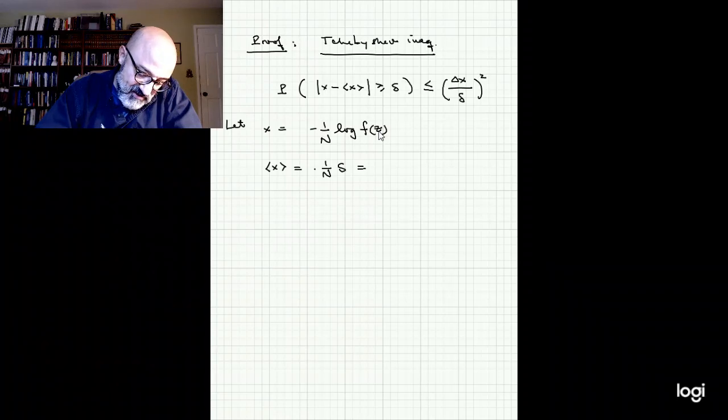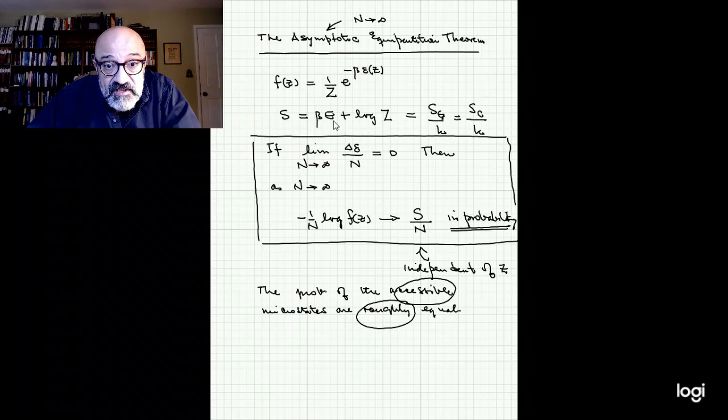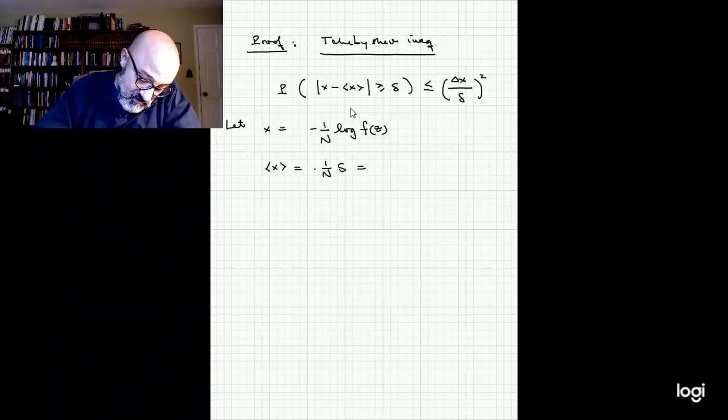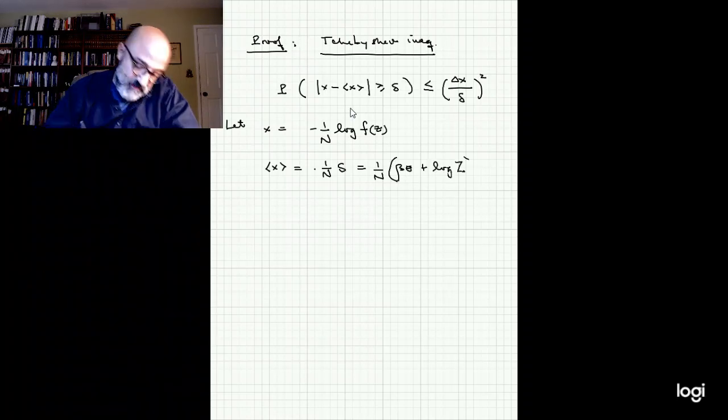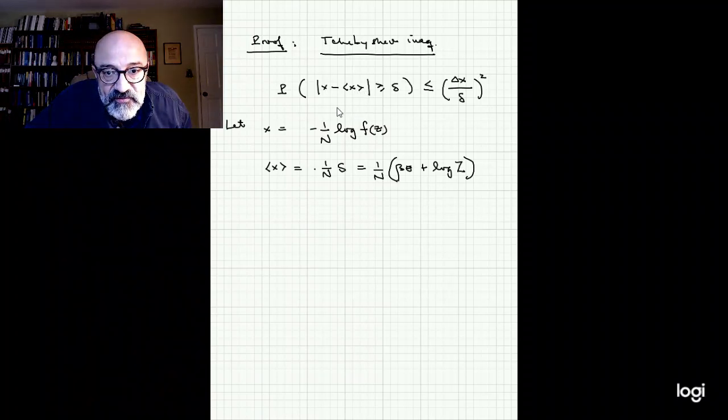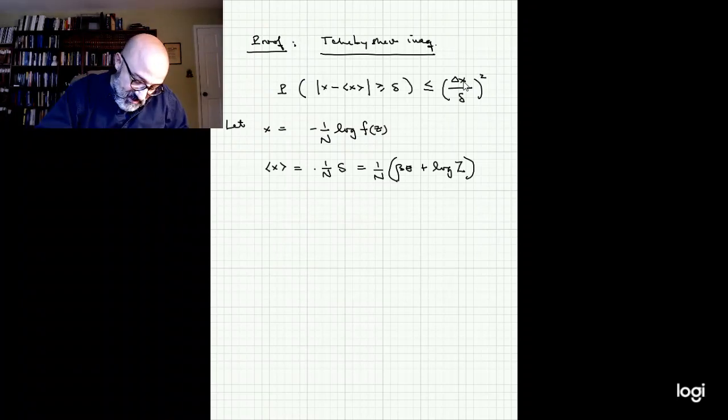And we can now write the entropy from this expression here, we're going to write it as 1 over n, beta e plus log z. Very good. So we have this under control. We have the x, it's here. We have the expected value of x, it's there. So now we have to compute the variance. So next, the variance.